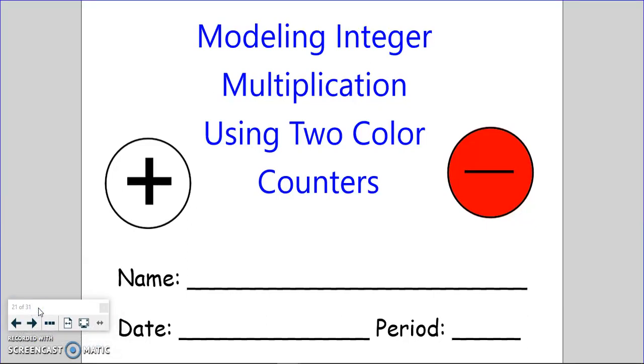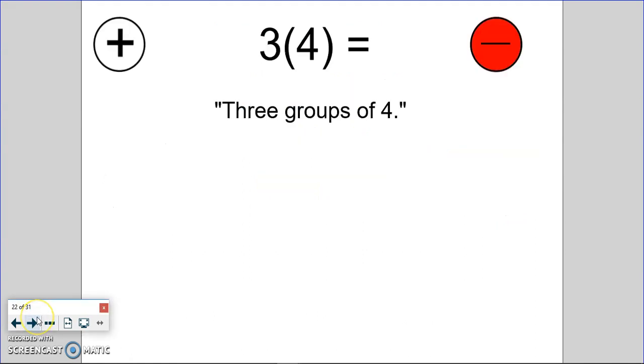All right, so we're moving on to multiplication now of integers. So you'll have your name on your paper. We've done a little bit with the number line, and now we're getting ready to move on to how to model multiplication of integers with these two color counters or the circles, however you want to refer to them as.